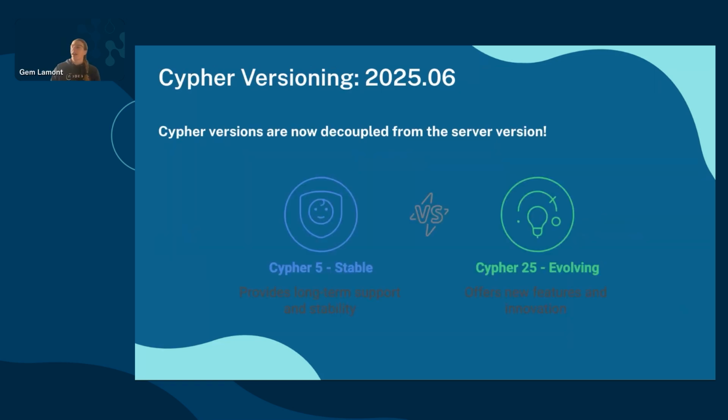So what we've done is, from the 2025.06 release, reintroduced Cypher versions. What this means is that Cypher versions is now completely decoupled from the server version. So from this release, we still have Cypher 5, which is our stable LTS version that you all know and love. And we've also introduced Cypher 25, and this is our new evolving version.